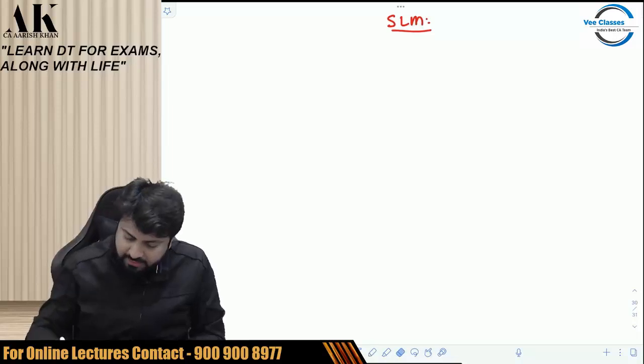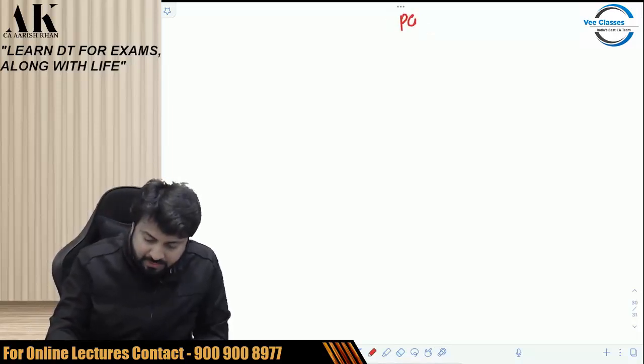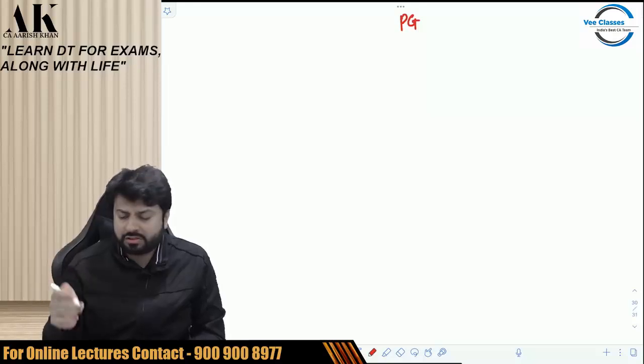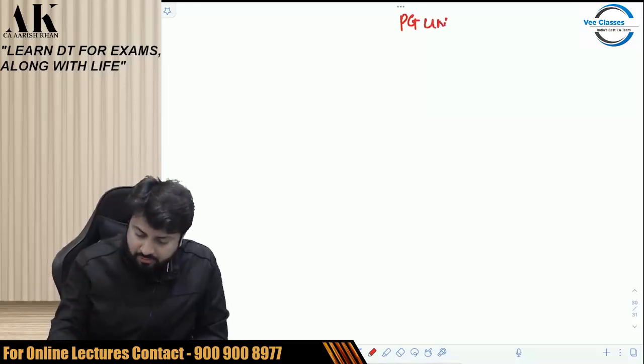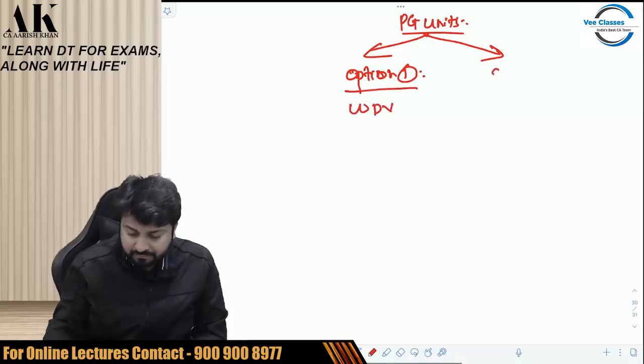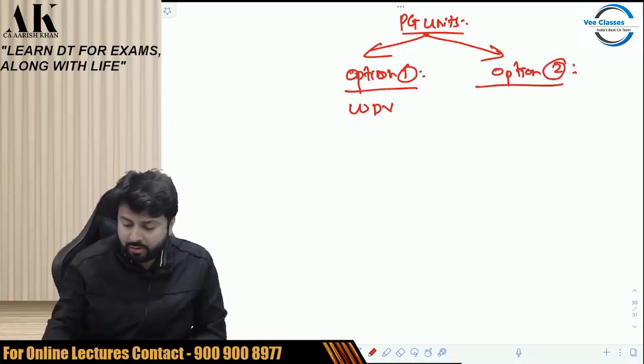The SLM depreciation is for whom? It is for power generation and power distribution assets, for someone who is related to power generation or distribution. Power generating units have 2 options. Option 1, they can go for WDV. Option 2, SLM depreciation. They have both options open; whatever they want to take, they can take.